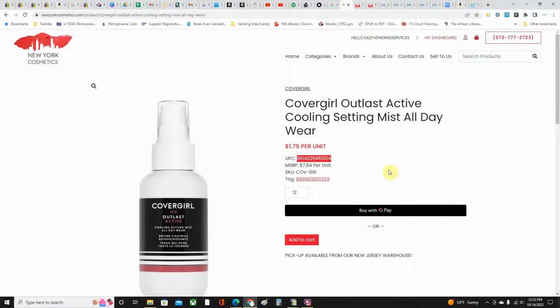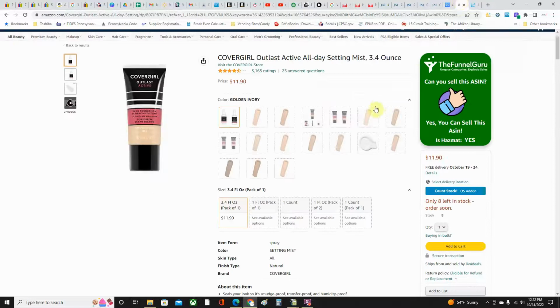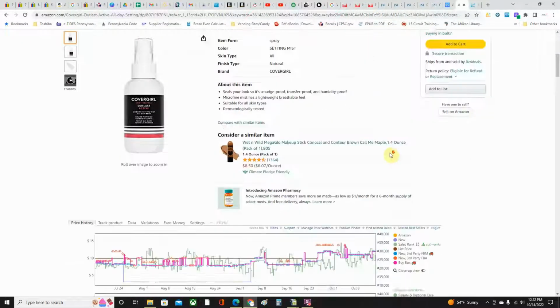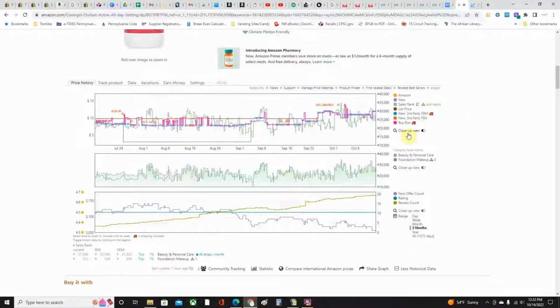On this particular site, they're selling it as a case of 12, and it is $1.75 per unit. Okay, probably a little bit more after you pay shipping and all of that good stuff. Over here on Amazon, according to the Funnel Guru, I can sell this ASIN, but I already knew that. Now I got Keepa and I pay for it, so here's all the information right here that you need.